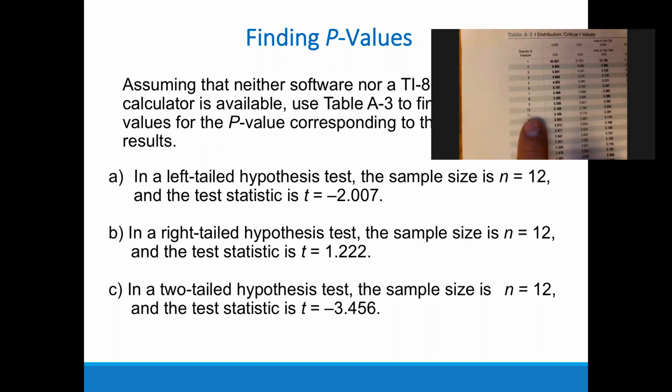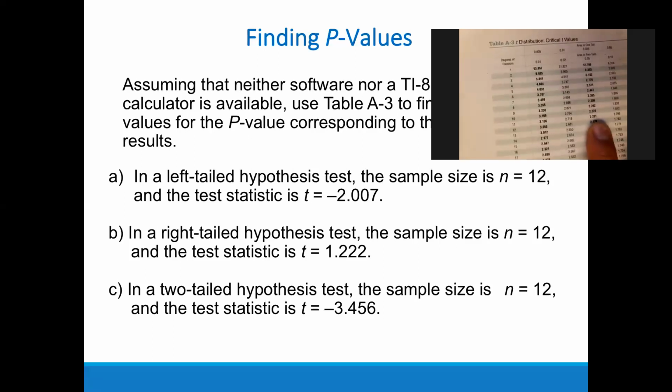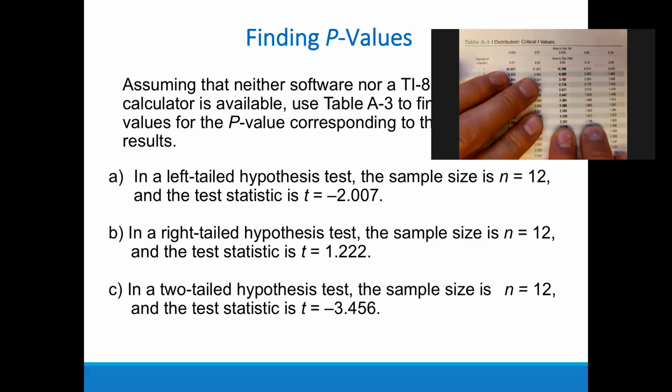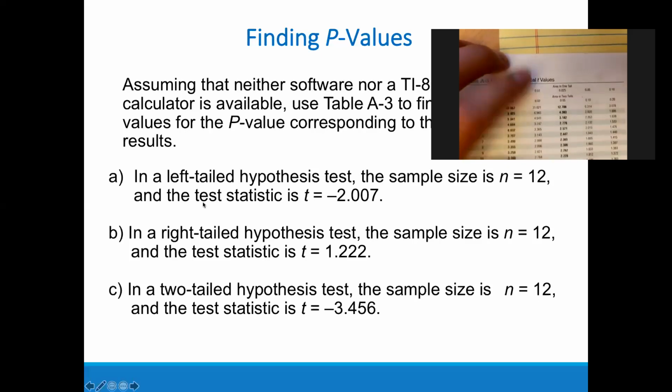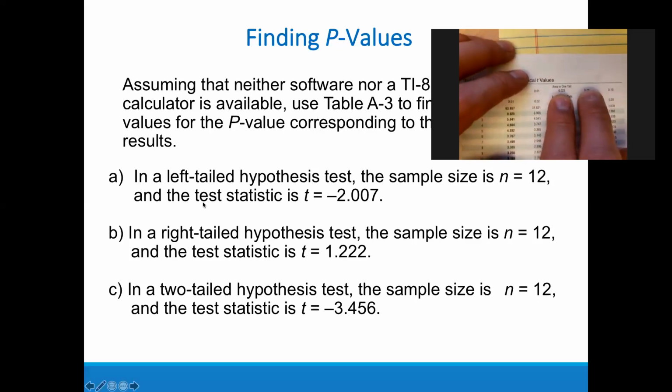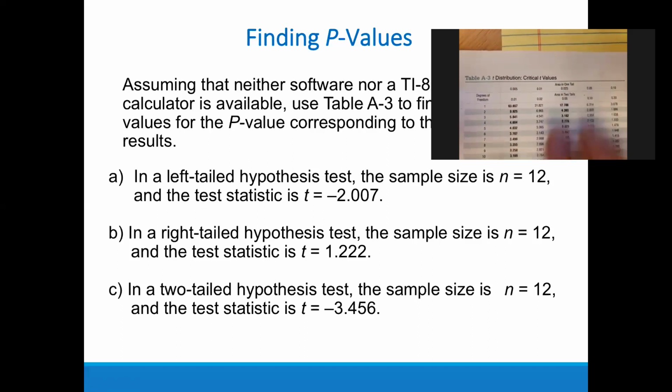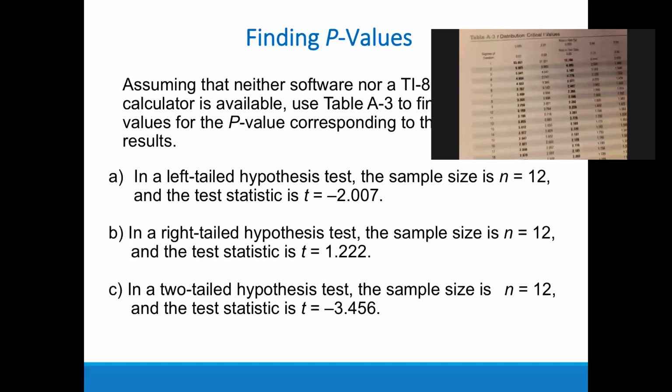So we found the degrees of freedom was 11 because we're dealing with n is 12. And now if we imagine this was the negative side of the distribution, we'd see that the value of negative 2.007 would lie between negative 2.201 and negative 1.796. Keep in mind, this is only doing the right side or the positive side of the distribution. And we know it's one-tailed because it's just left-tailed, which means that the p-value probably lies between 0.025 and 0.05, okay? All right, let's do B now.